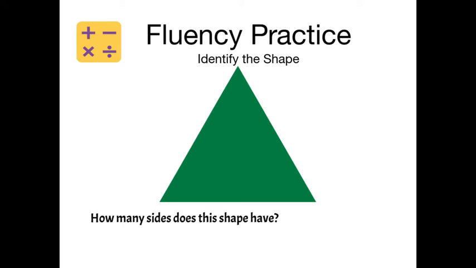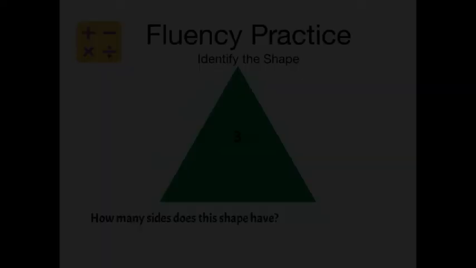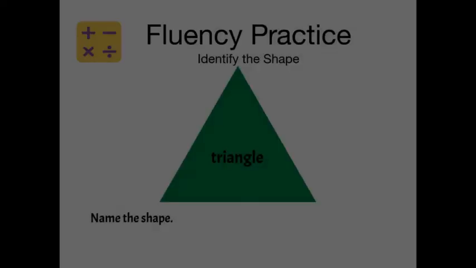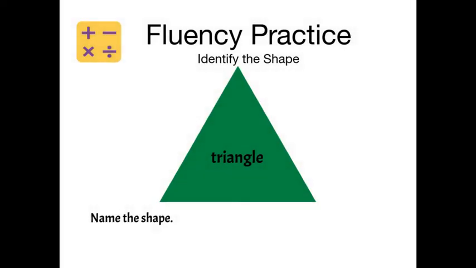How many sides does this shape have? 3 is correct. Now we're going to name the shape. What shape is this? You guessed it, a triangle.